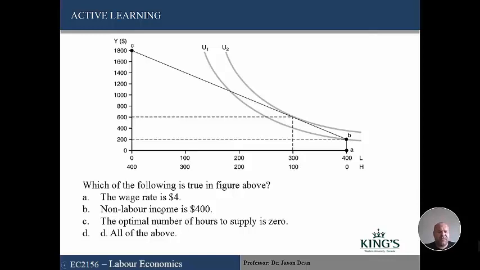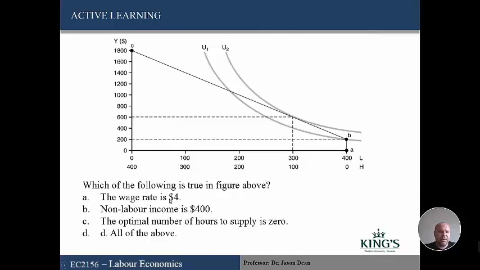B, non-labor income is 400. Well, non-labor income is the amount of income that you would earn if you did not work. So if you took all of your time in leisure, and we look up, so that would be point B, look over, and income is 200. So B is not true. Non-labor income depicted in this diagram is 200, not 400.